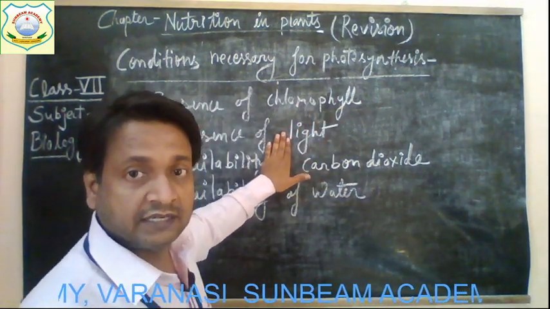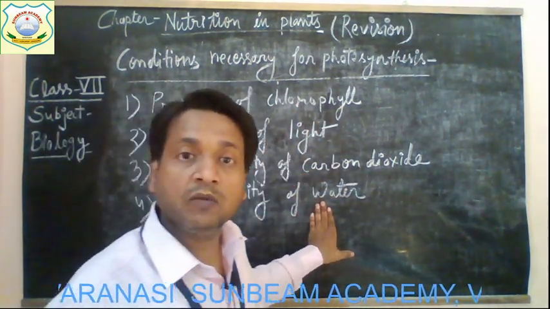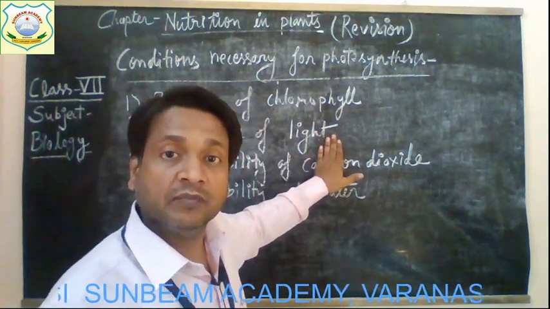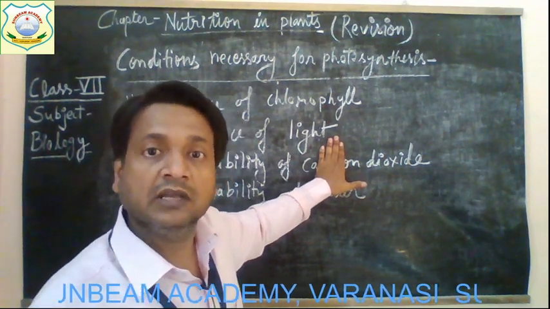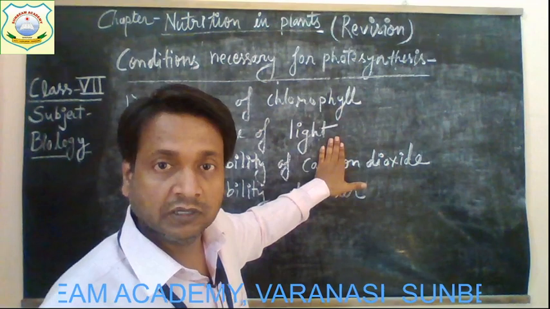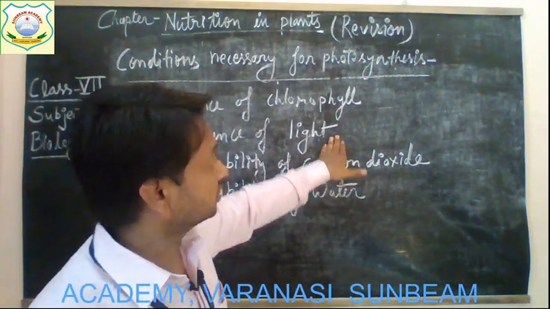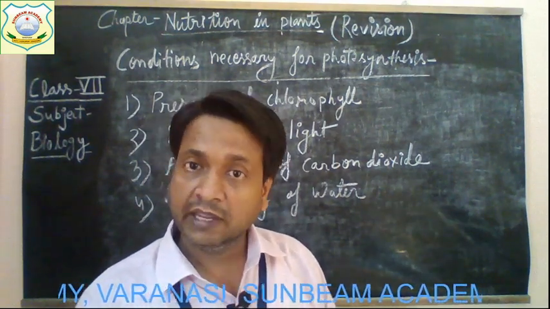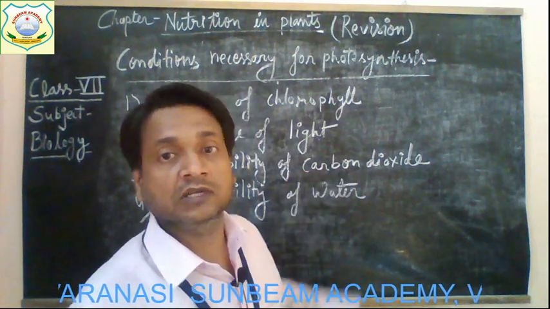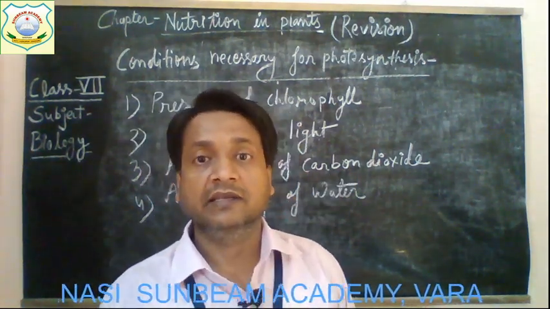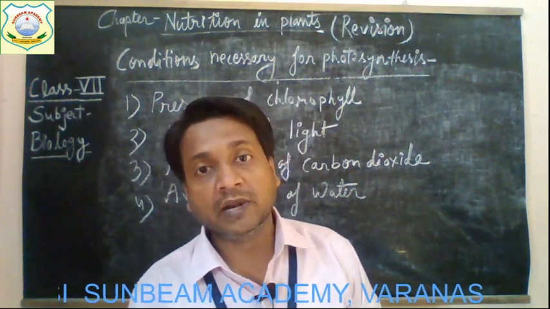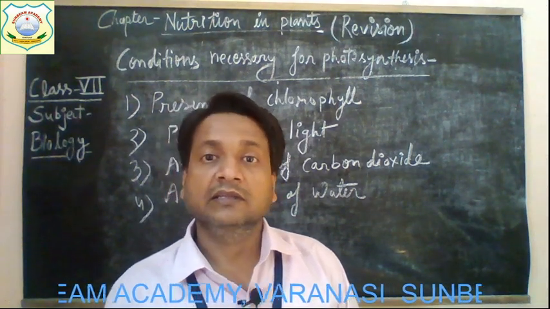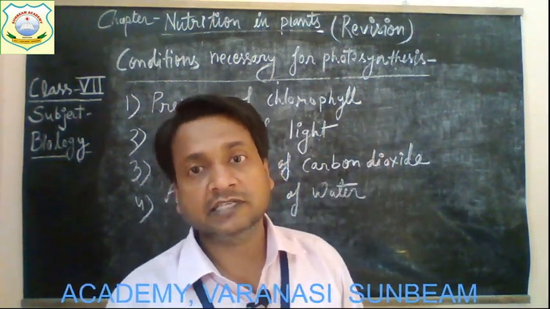Out of these four factors, water gets absorbed by the roots of the plant, is it? Light is taken from the sun, which falls on the leaves of the plant, gets absorbed and is used up in the process of photosynthesis. Chlorophyll is already present in the cells of the plant. Okay, and the fourth one, carbon dioxide, is present in the air. So from the air this carbon dioxide enters the body of the plant, and the process of photosynthesis gets completed.